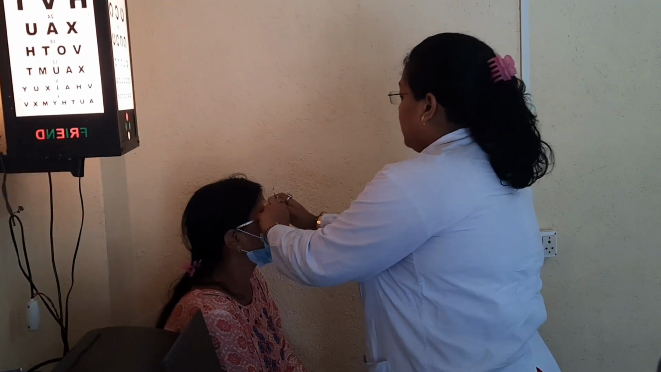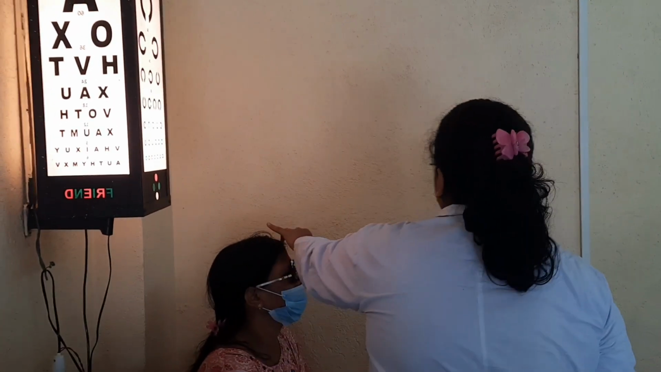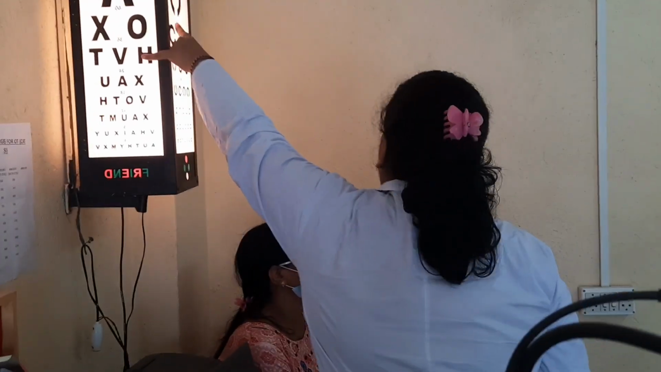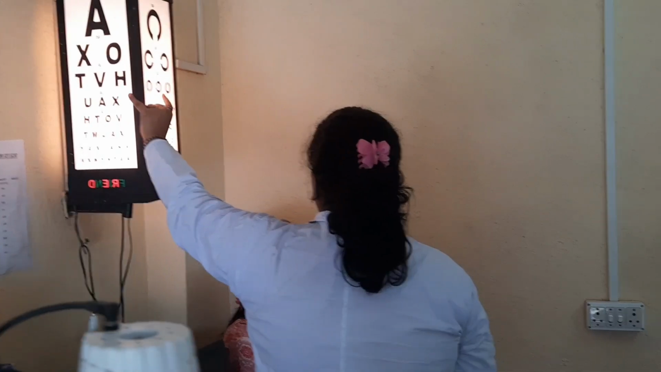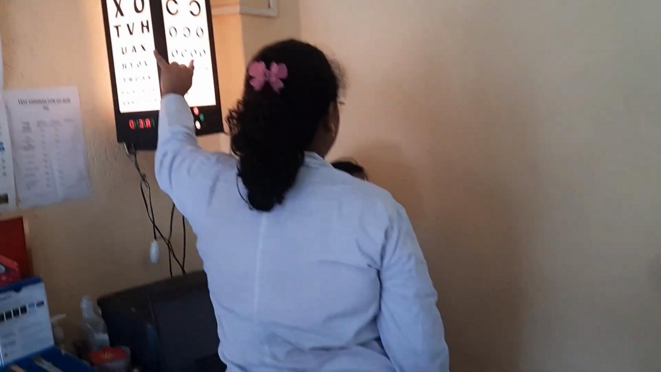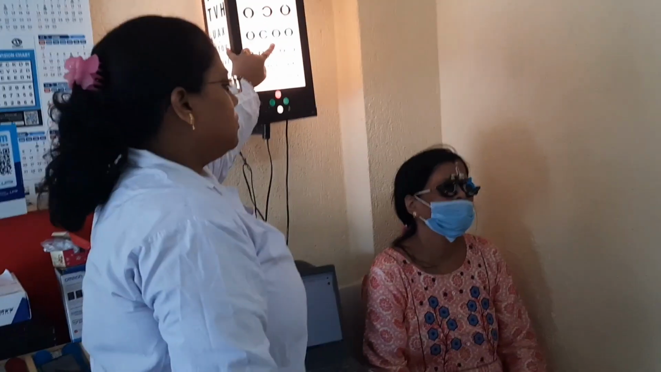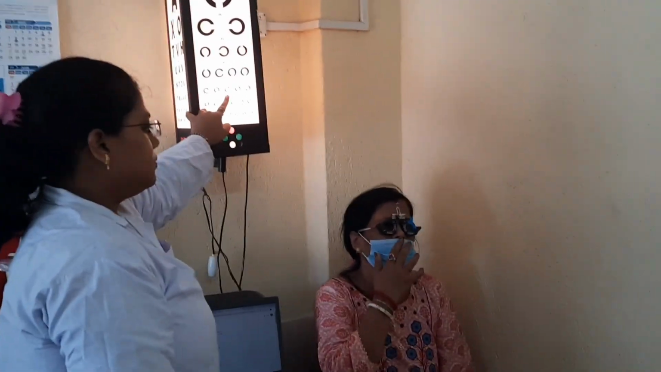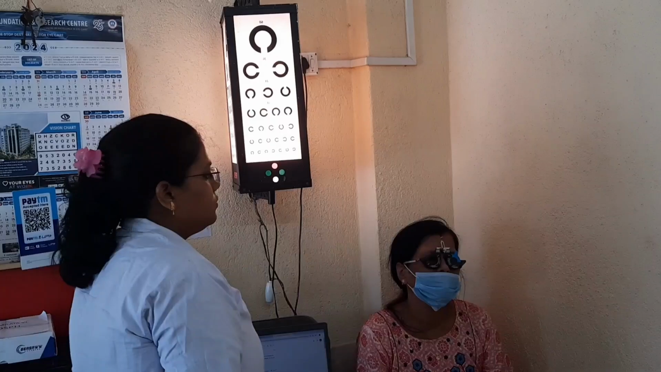Visual acuity assessment. Now we have to perform visual acuity assessment. For this patient, we tell the patient to wear the trial frame and we block one eye and check the unaided visual acuity, and do the other eye respectively. If the patient's unaided visual acuity is less than 6 by 6 for distance and less than N6 for near, we have to check the eye with pinhole test.